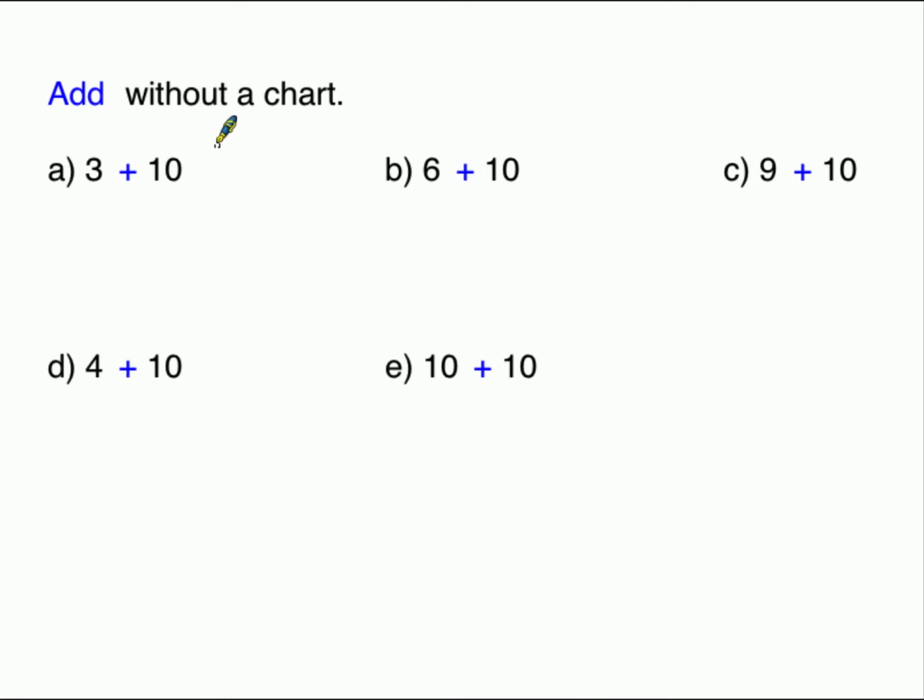3 plus 10 is 13. 6 plus 10 is 16. 9 plus 10 is 19. 4 plus 10 is 14. 10 plus 10 is 10? Oh, no, that doesn't work. What's right underneath the 10? Equals 20.